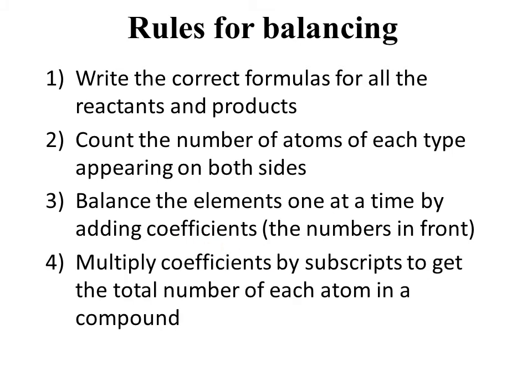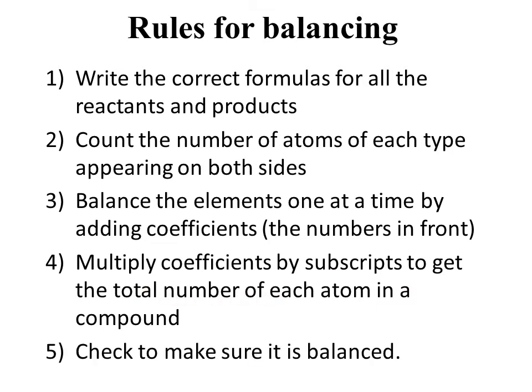To figure out how much you have total, you multiply your coefficients, the big numbers, by the subscripts, the tiny numbers, to get the total number of each atom in a compound. And lastly, you check to make sure it's balanced. So you go through this process of balancing the elements one at a time. You check your numbers in front, you multiply your coefficients, make sure you've done that for the atoms, and then you check your table to make sure that each side has the same amount. If they don't, then you keep going. If they do, then you know that you're balanced.